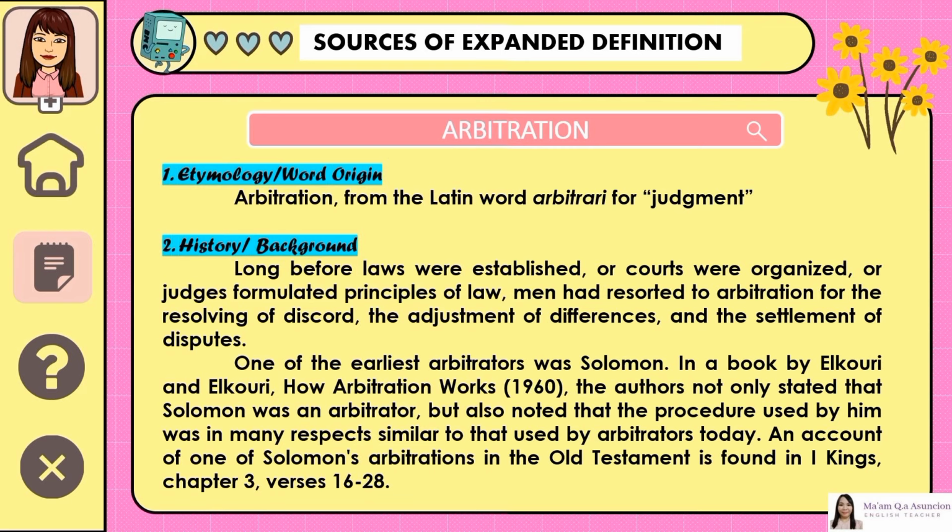One of the earliest arbitrators was Solomon. In a book by El-Khoury and Al-Khoury, How Arbitration Works, 1960, the authors not only stated that Solomon was an arbitrator, but also noted that the procedure used by him was in many respects similar to that used by arbitrators today. An account of one of Solomon's arbitrations in the Old Testament is found in 1 Kings chapter 3 verses 16 to 28.